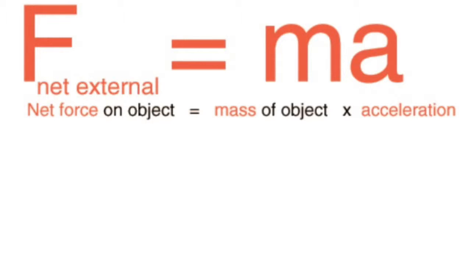Newton's second law explains that the force applied on an object is equal to the object's mass times the acceleration. The more force applied on an object, the more acceleration it will experience, and the lighter an object is, the less force is required to move the object.